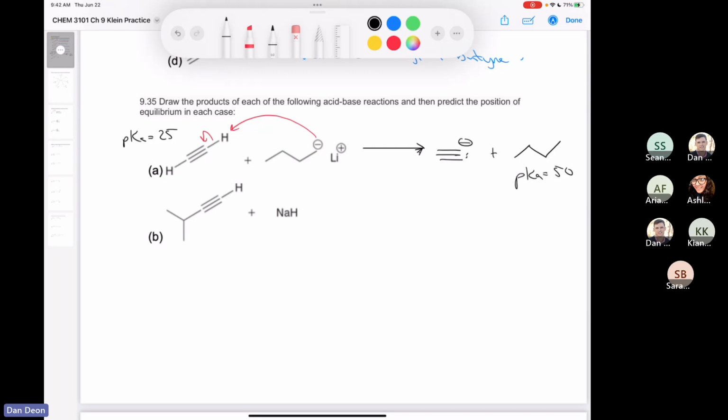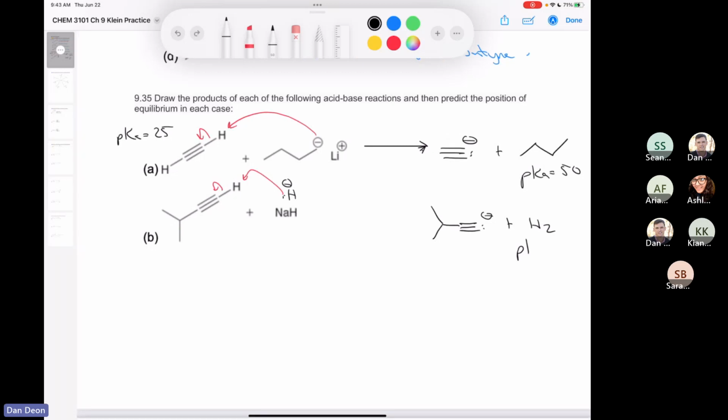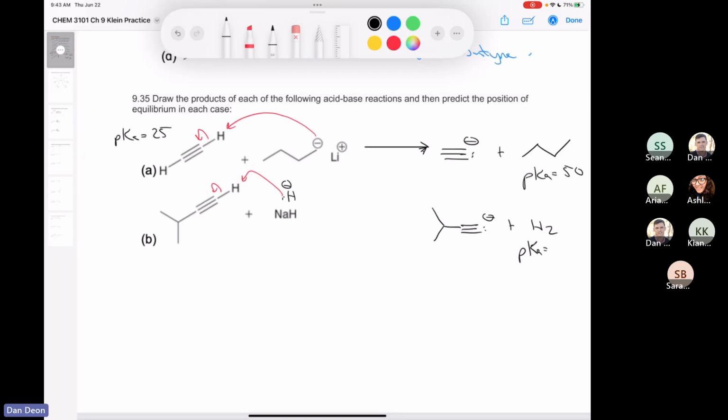All right, the next one, we're taking a terminal alkyne and we're deprotonating with sodium hydride. I'm just going to draw the hydride ion here and draw the deprotonation like this. So this gives us this acetylide plus hydrogen gas. Now the pKa of hydrogen gas, it's something that we don't talk about a ton, but it has a pKa of around 38, something like that. And the pKa here is going to be 25, of course. And so you can see that the equilibrium is going to lie to the side of the products because hydrogen is a much weaker acid than the terminal alkyne is, so something like that.